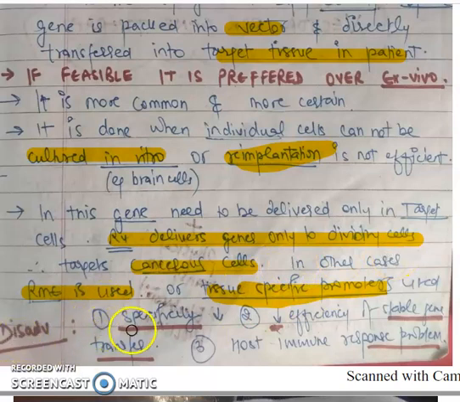Okay, and the disadvantages are that specificity is less, efficiency is less for stable gene integration into the genome of the concerned cell, and there is host immune response. If you are injecting a gene from outside the body, there is always a chance of rejection from the host immune system.